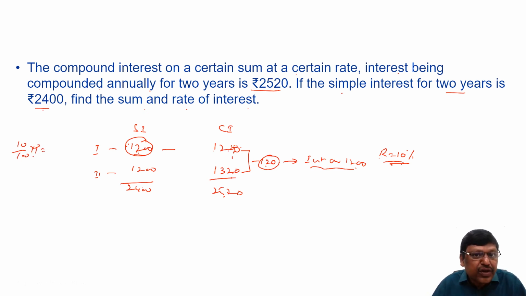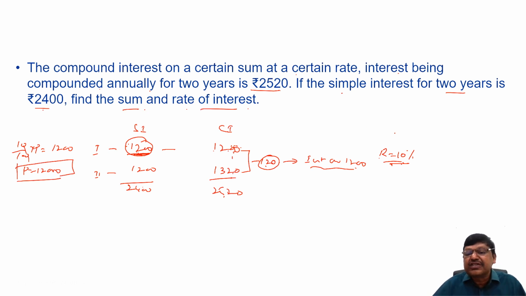For 1 year it is only 10%. For 2 years it will be 20%. For first year if it is 1,200, this 1,200 is nothing but 10% of the principal. We can say 1 0 gets cancelled. We can say principal is 12,000. So the sum is 12,000. Rate of interest is 10%. Like this, by sticking to the basic concepts, we can answer the question.